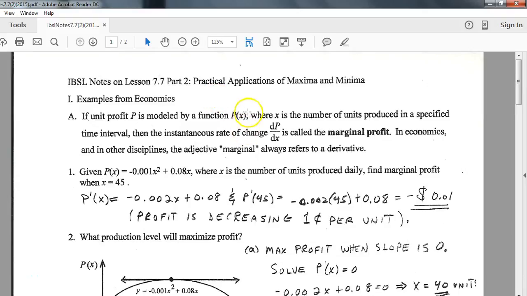For part two of section 7.7, we're now looking at word problem forms of questions dealing with what we've been talking about in the past few videos related to maxes and mins. So here's the key to all these problems right here.